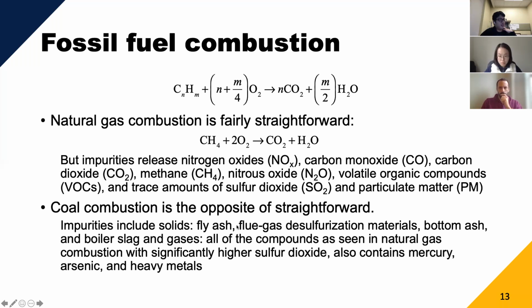Coal combustion has fly ash, flue gas, bottom ash, boiler slag, all of these things. They'll also have a significantly higher amount of sulfur dioxide because it's common to have a lot of sulfur in your coal molecules. Also can contain some metal things like mercury, arsenic, pretty bad stuff. There are actually a lot of regulations these days that have helped substantially in ensuring that a lot of this stuff gets captured at the power plant after its combustion.